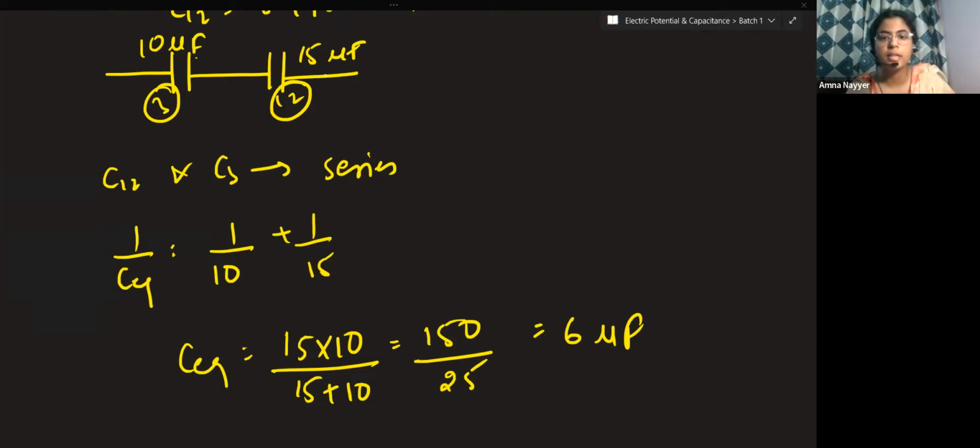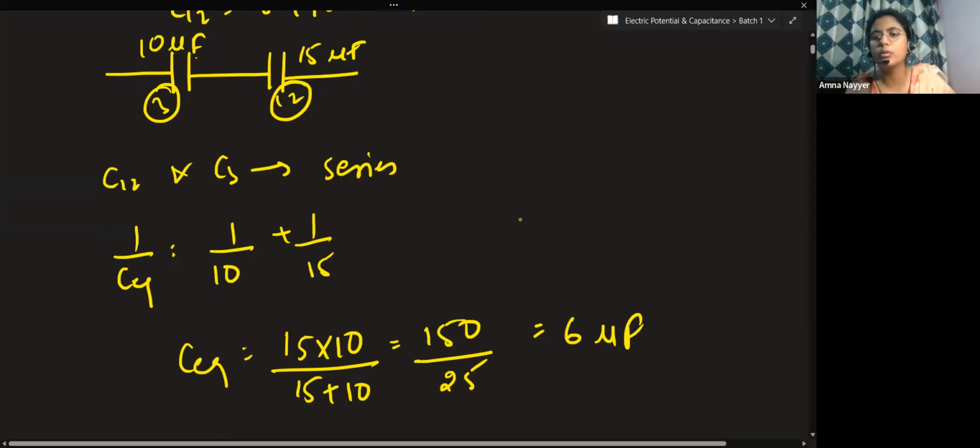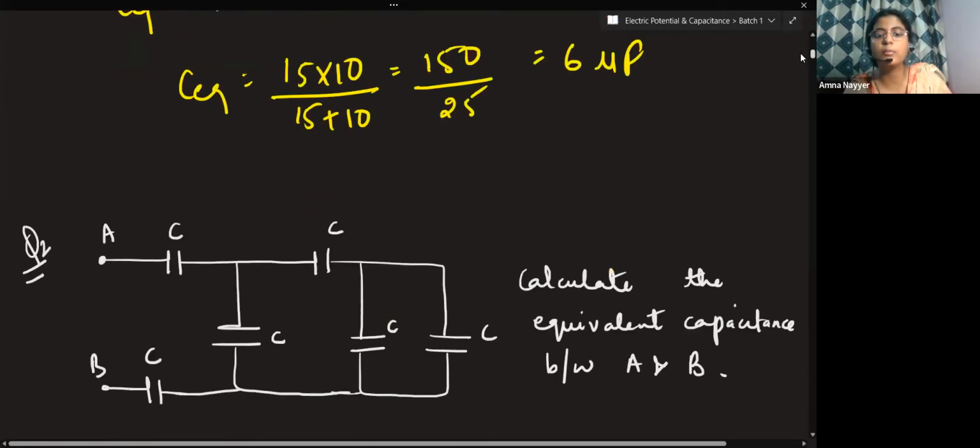Good. All right, so this way you have to do these circuits. Write down this circuit as well. Then we'll do one more circuit, this one.